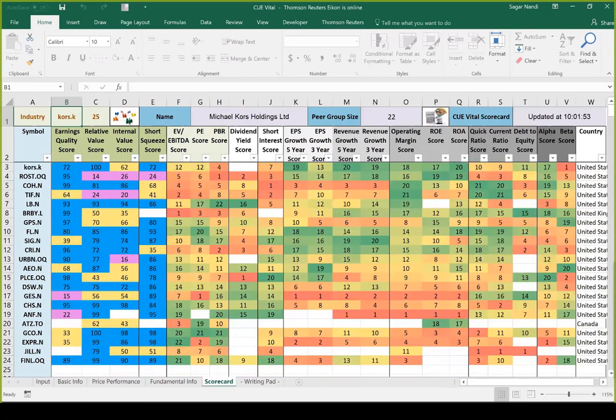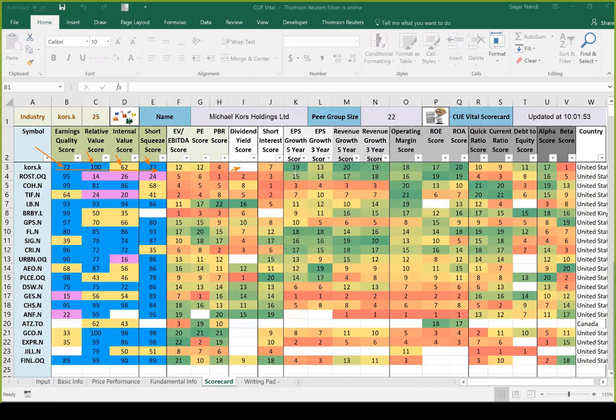And we can see instantly from the color coding that Kors' earnings quality is very high. We can just look at the color. Blue color means attractive, or green color means attractive. Relative value score is the best possible score of 100. Intrinsic value is medium. And there is also a potential for short squeeze. So there are multiple signals that are attractive for a long position. Valuation overall looks good. Short squeeze potential is there.